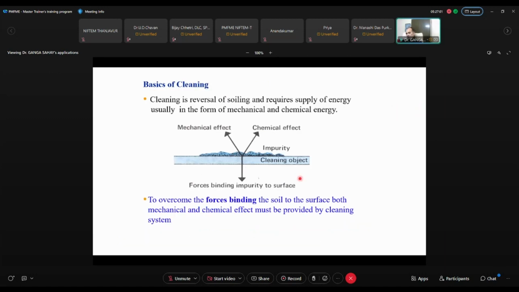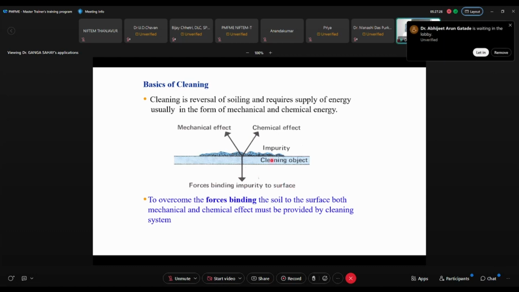Now, if we talk about the basics of cleaning, cleaning is the reverse of soiling and requires a supply of energy, usually in the form of mechanical or chemical action. You can see here that we have this cleaning object and impurities are bound to it, and these are the forces which keep them intact, bound to the surface. So we have to provide extra, opposite, and higher forces as compared to the forces binding these impurities to the surface, and only then can they be removed. To overcome the forces binding the soil to the surface, both mechanical and chemical effects must be provided by the cleaning system.